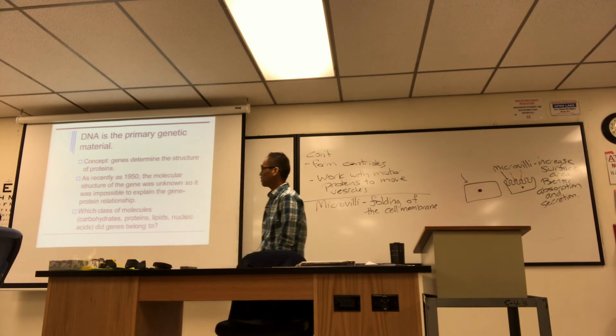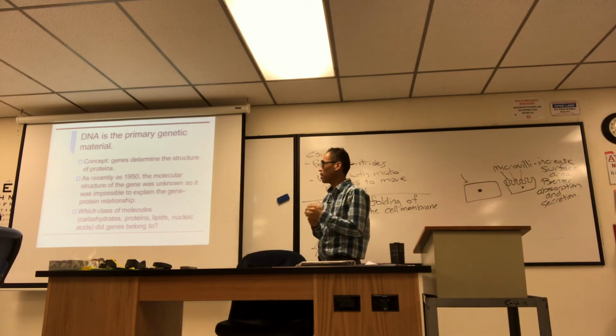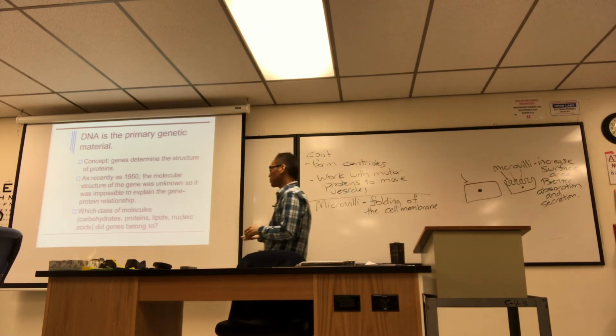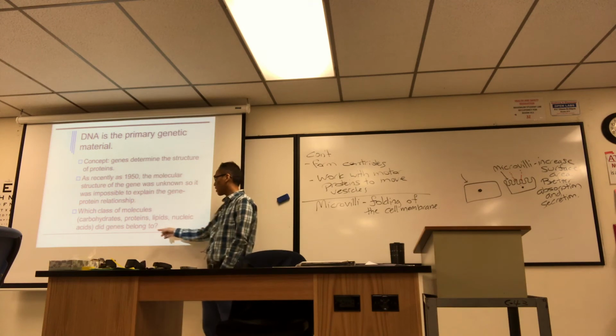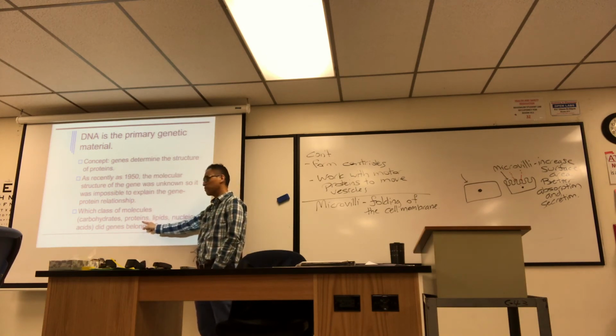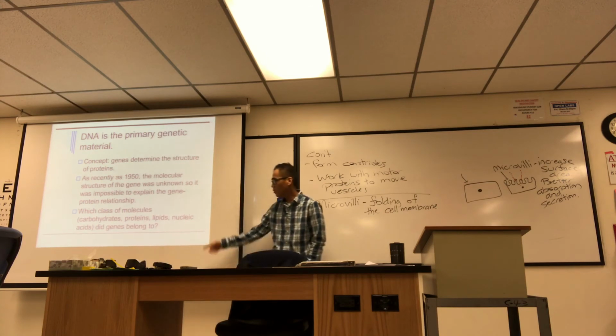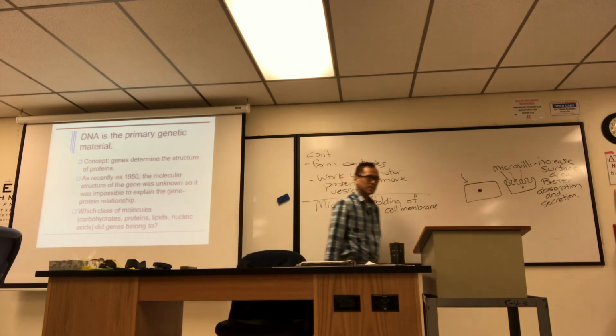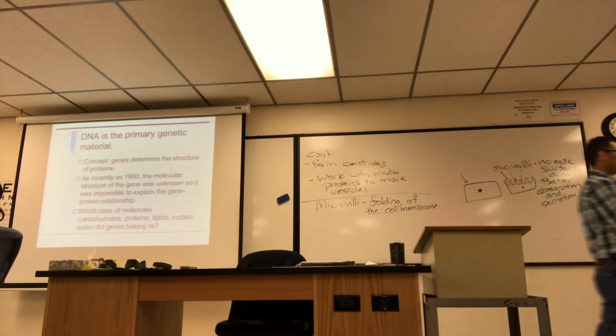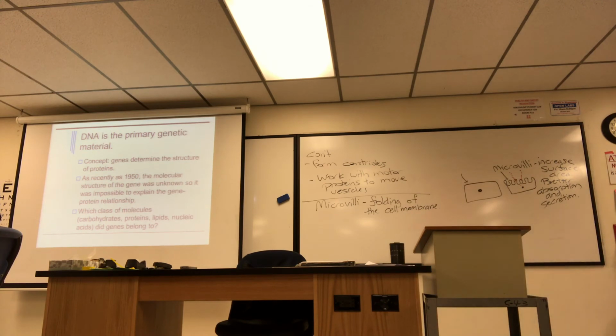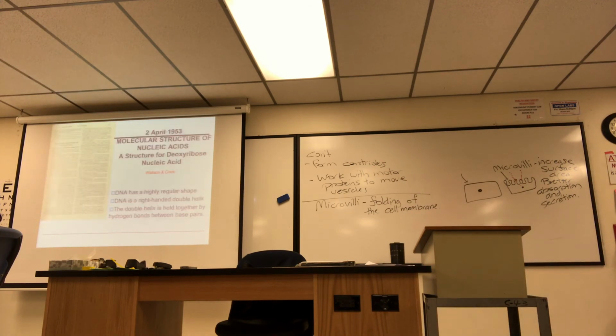As recently as 1950, the molecular structure of the gene was unknown, so it was impossible to explain the gene-protein relationship. In the classes of molecules they wondered about, they actually thought it was proteins, that proteins had to have the genes, because they were much more diverse and numerous. And they knew about nucleic acids, they didn't think it was that. But in big discoveries, what most people believe are usually wrong.